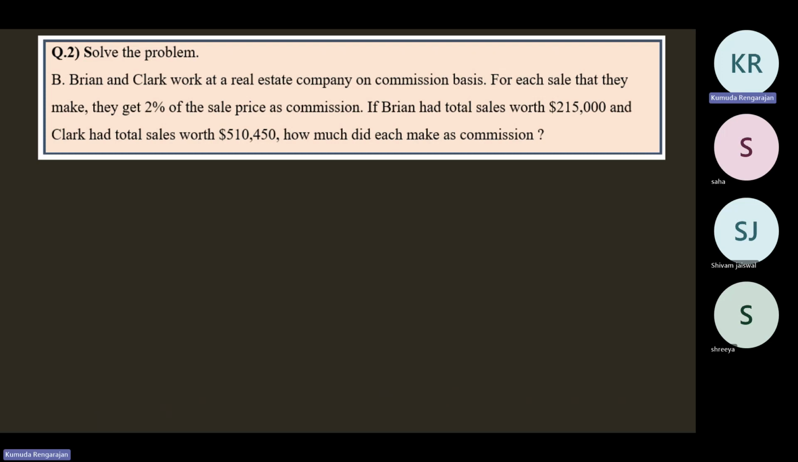Brian and Clark work at a real estate company on commission basis. For each sale that they make, they get 2% of the sale price as commission. If Brian had total sales worth $2,15,000 and Clark had total sales worth $5,10,450, how much did each make as commission?